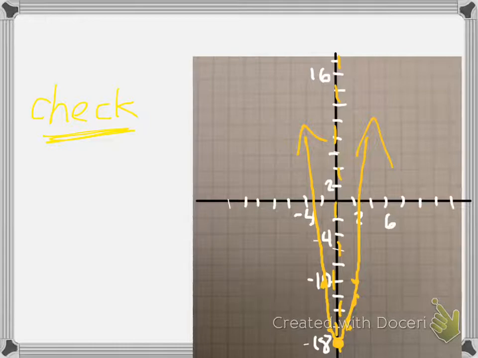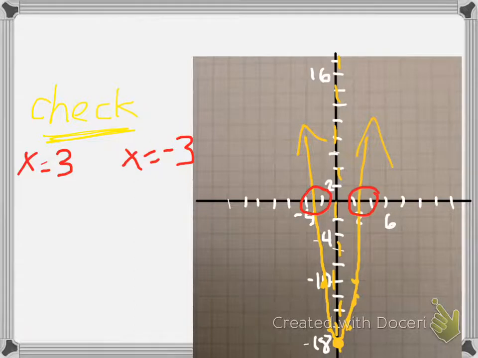So it looks to me like my graph hits the x-axis right there and right there. That to me looks like I'm going to check x equals 3 and x equals negative 3. I'm definitely going to have 2 zeros. I'm going to have 2 answers. My graph hits the x-axis twice. I will have 2 zeros. To me it looks like negative 3 and 3.